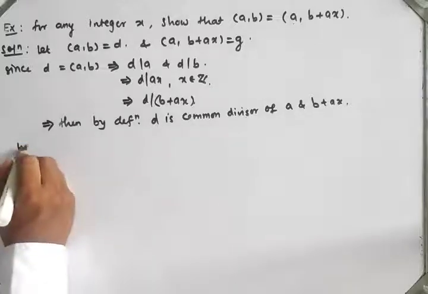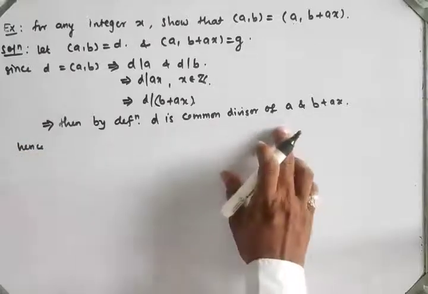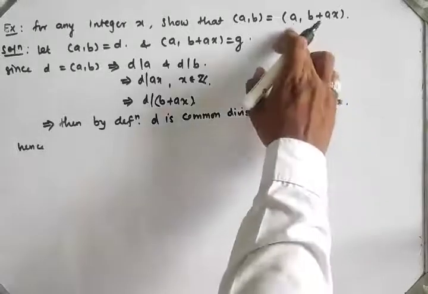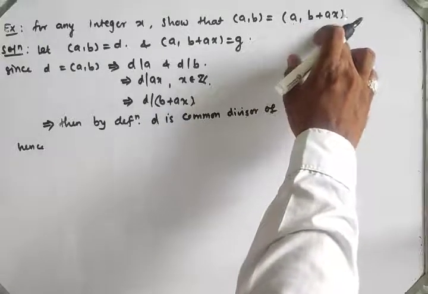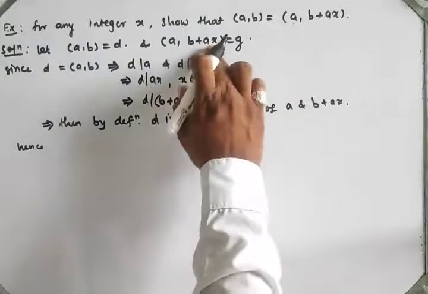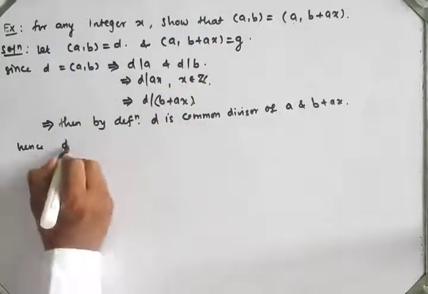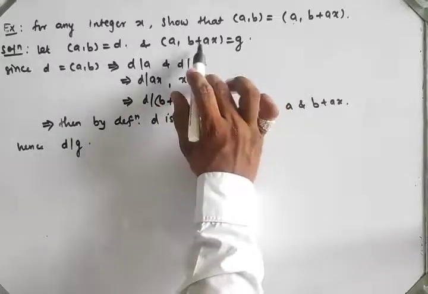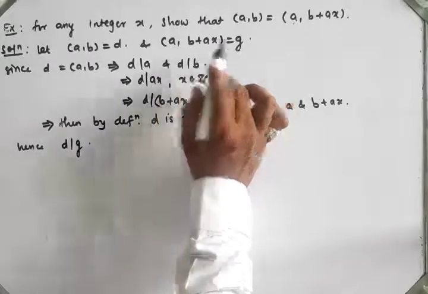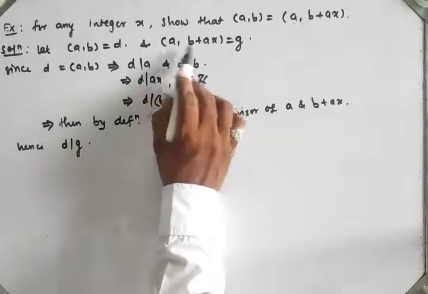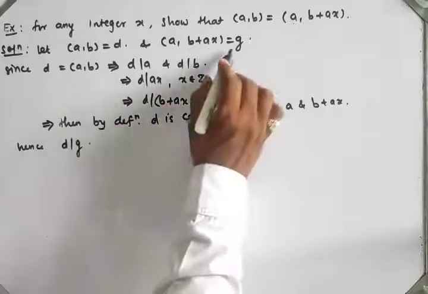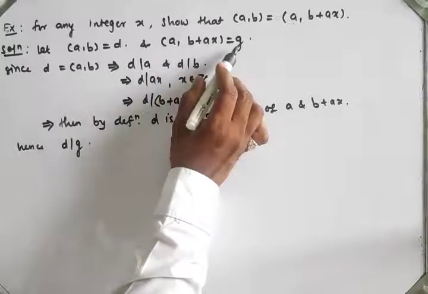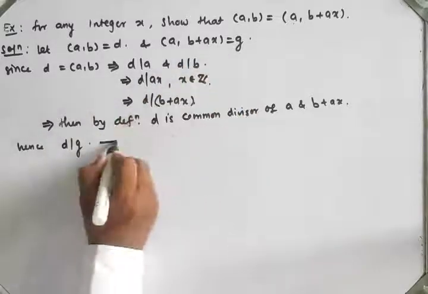Hence d is a common divisor of a and b plus ax, which means d divides the GCD of a and b plus ax, and this value is nothing but g. So d divides g, because GCD of a and b plus ax is g, and d is a common divisor of a and b plus ax. So this is equation number 1.